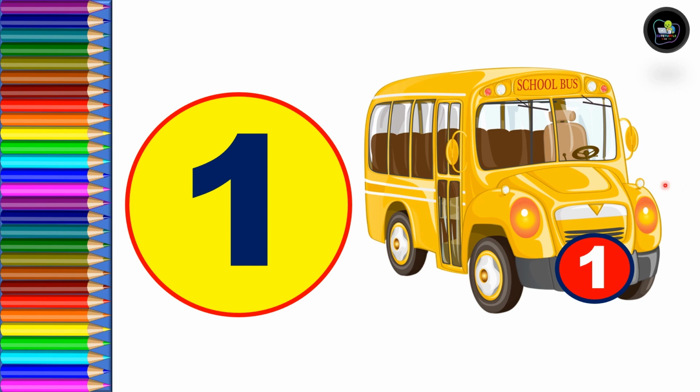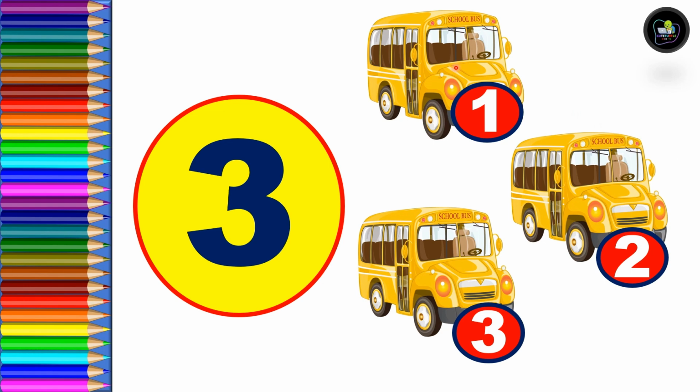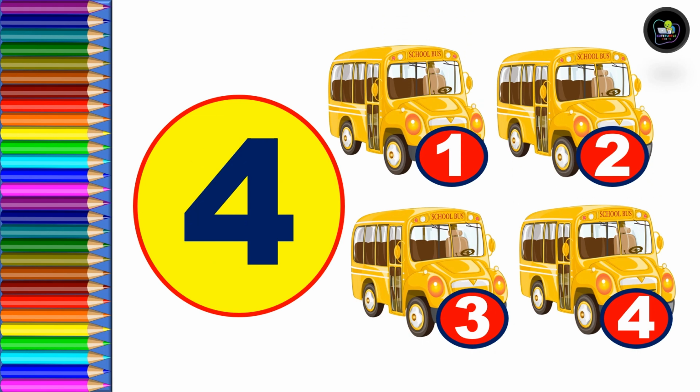1. 1 for one bus. One school bus. Next 2. 2 for 1, 2. 2 buses. Next 3. 1, 2, 3. 3 buses. Next 4. 1, 2, 3, 4.